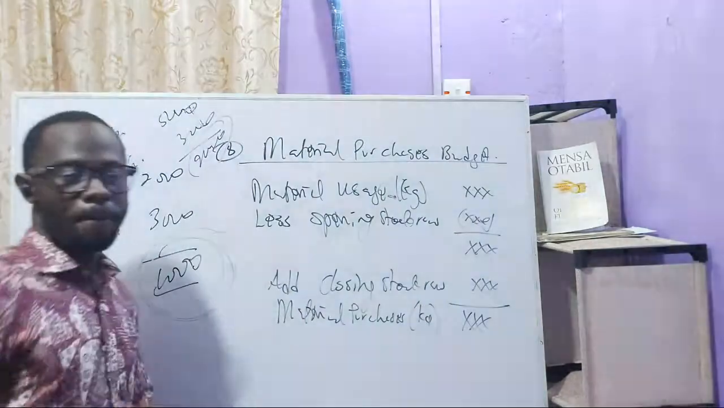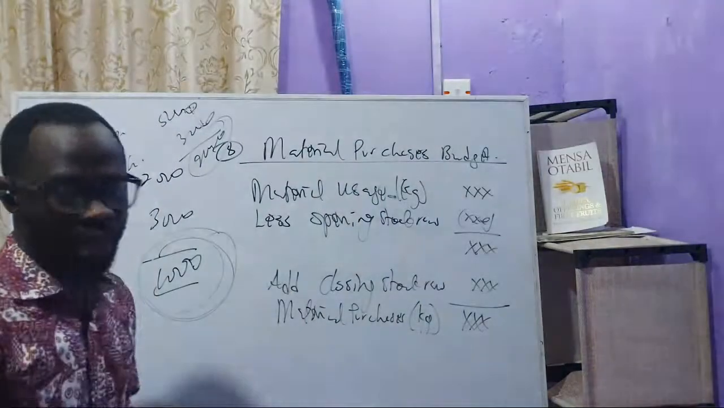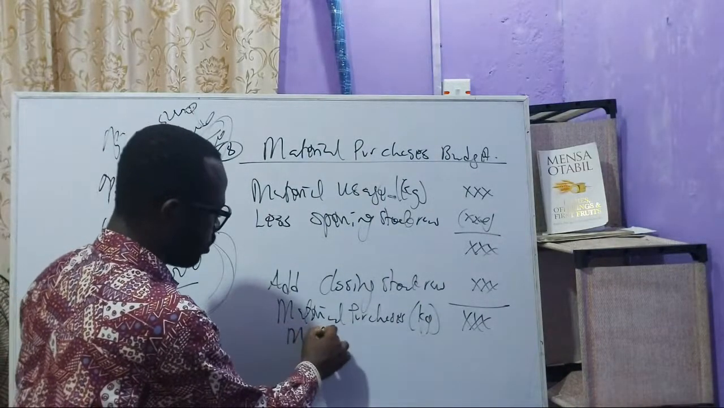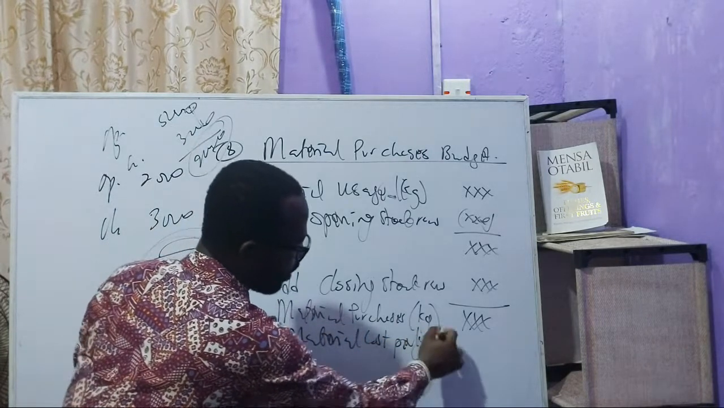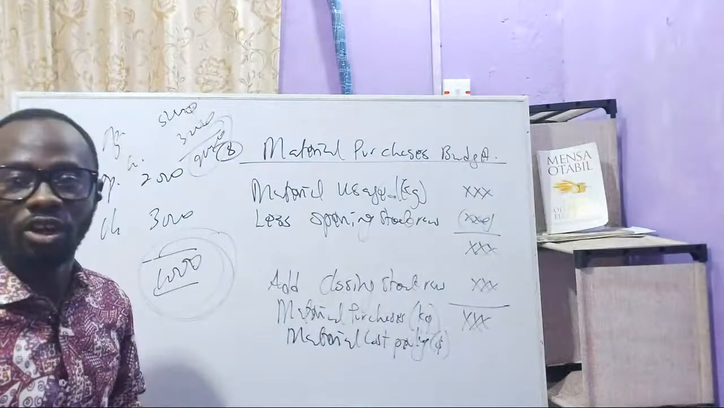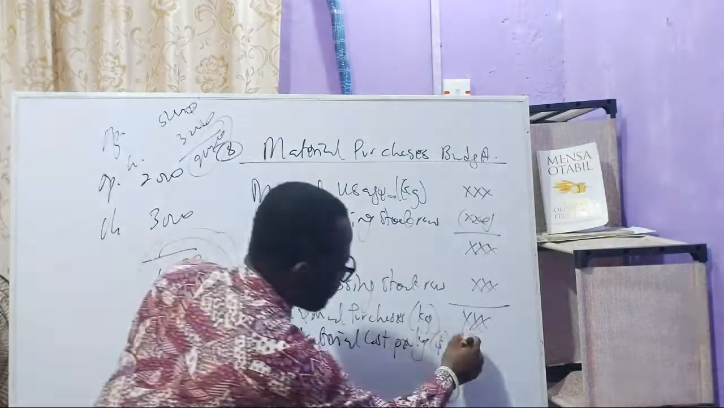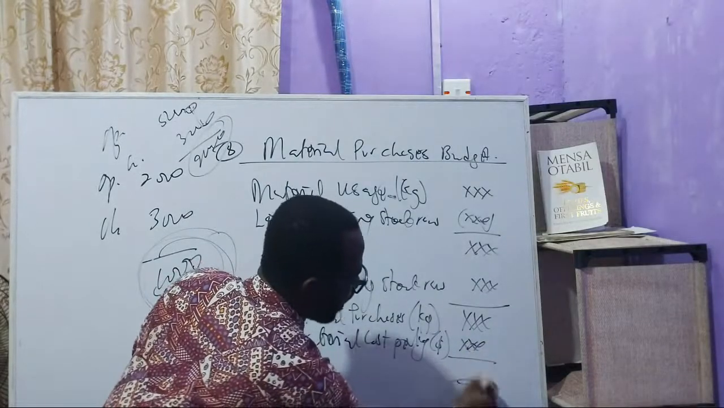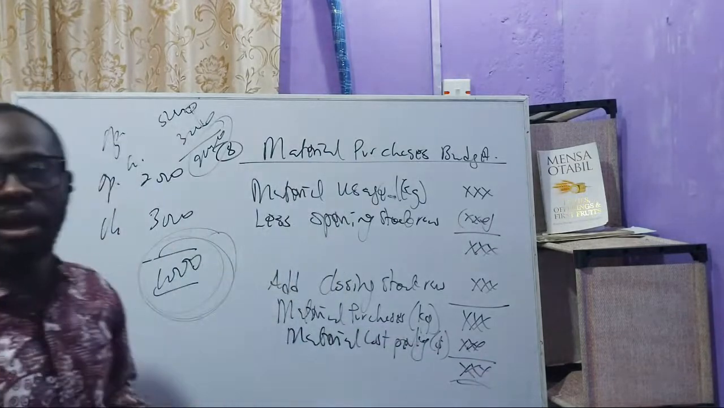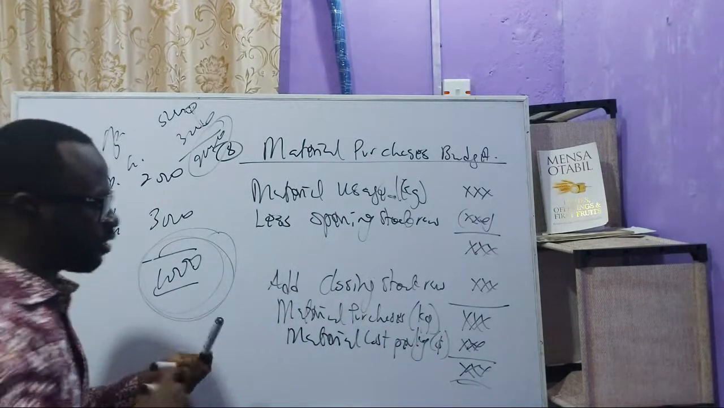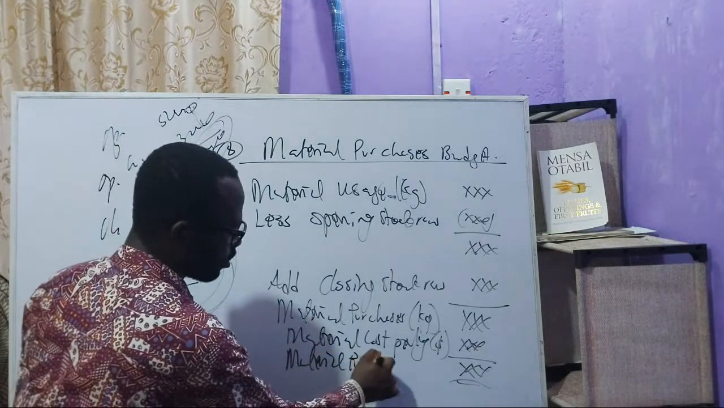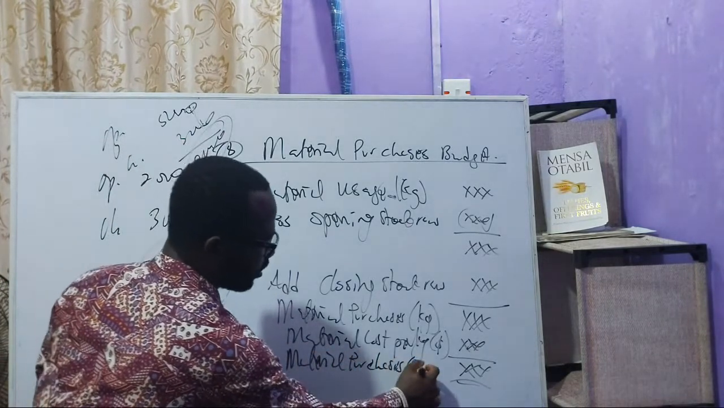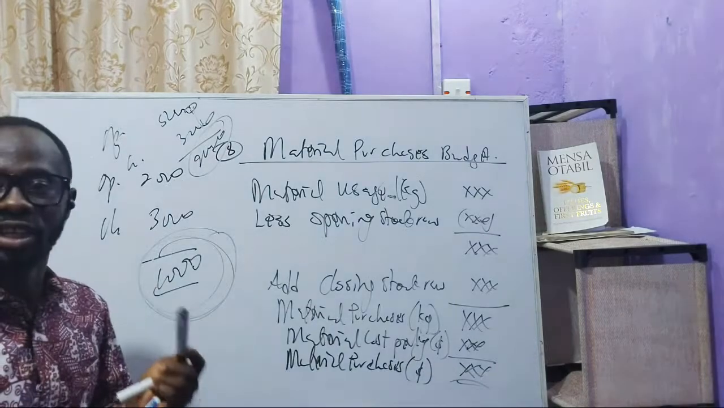We bring the material cost per kilogram. So the material cost per kilogram. And remember, that will be in a currency or in dollars. Once we multiply that up, we are going to get a material purchases budget, and that will be in dollars. So material purchases, and that's going to be in dollars.